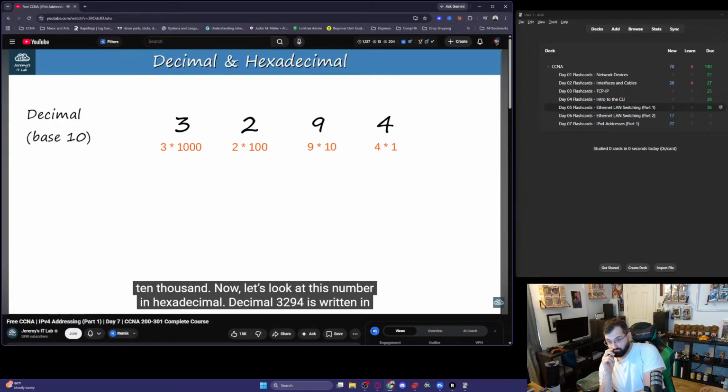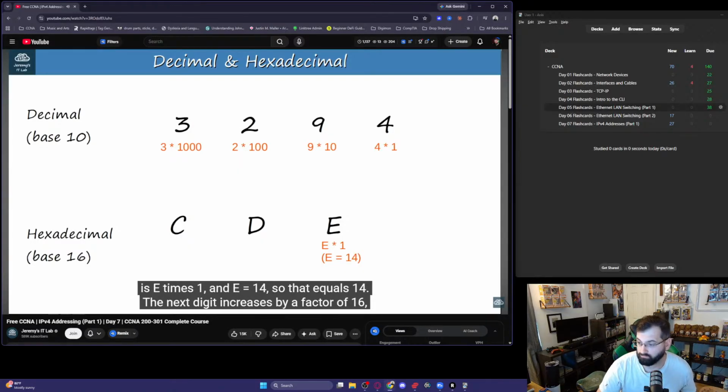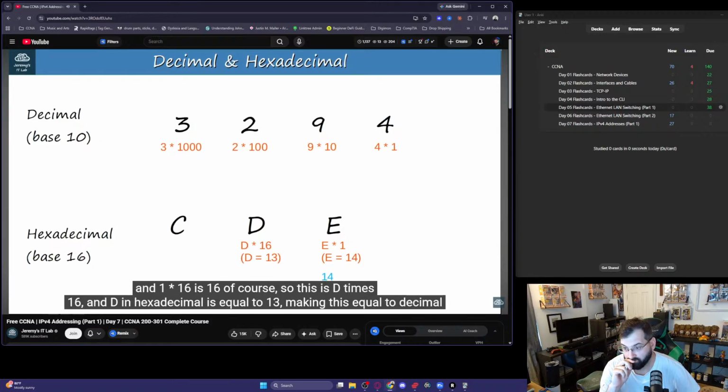Now let's look at this number in hexadecimal. Decimal 3,294 is written in hexadecimal as CDE. How does that work? Well, the first digit represents ones, so this is E times 1, and E is equal to 14, so that equals 14. Yes, we remember that from last time. The next digit increases by a factor of 16, and 1 times 16 is 16, of course, so this is D times 16, and D in hexadecimal is equal to 13, making this equal to decimal 208.